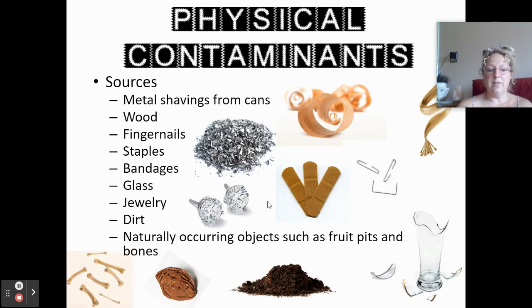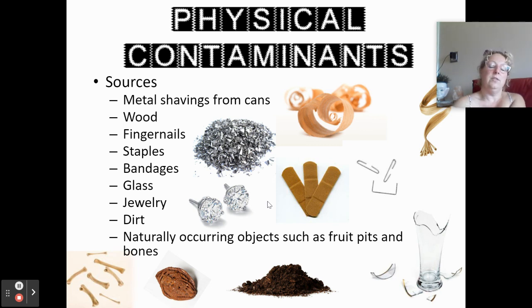Physical contaminants are the last type of contaminants, and these have two different types. There are unnatural contaminants. This would be metal shavings, because you open a can, wood shavings, fingernails, staples, bandages, glass or jewelry, dirt, anything that you can physically see. Some of these contaminants might have germs on them. If you dropped a Band-Aid in there, there might be some kind of pathogen in there. That's its own contaminant. The Band-Aid itself is the physical contaminant.